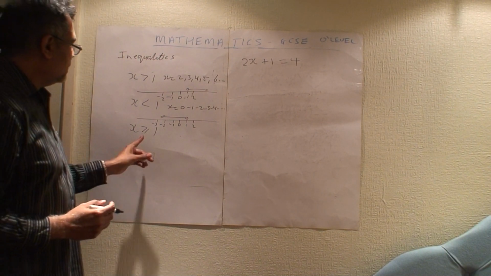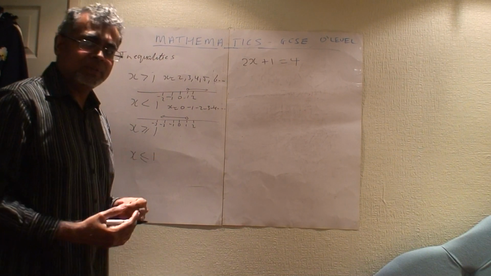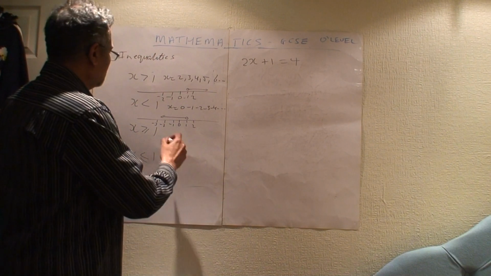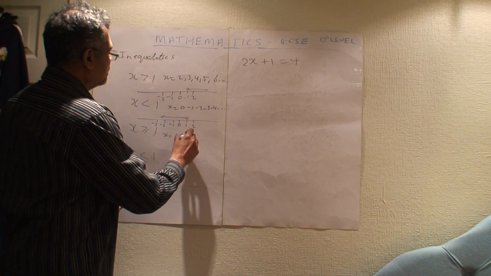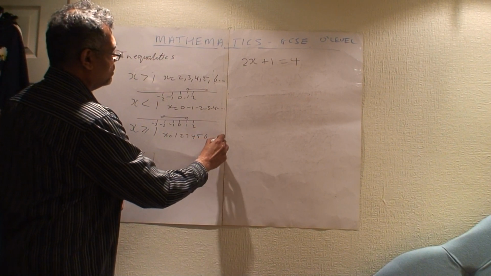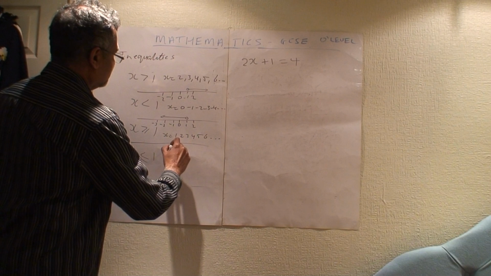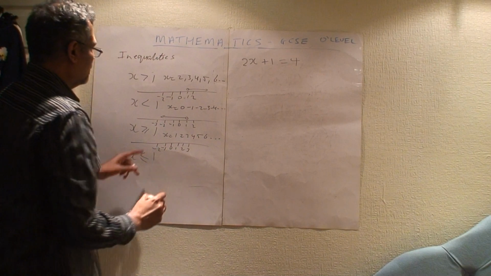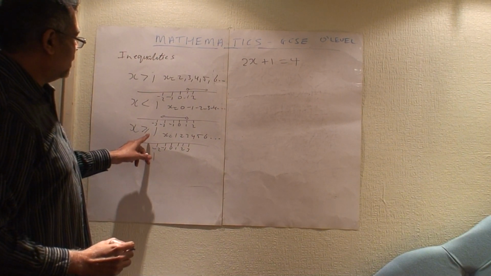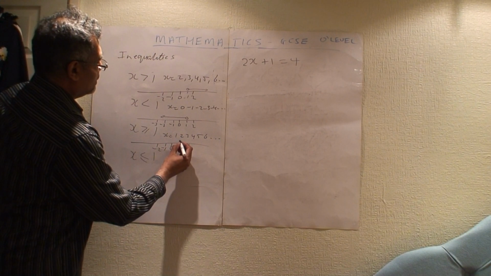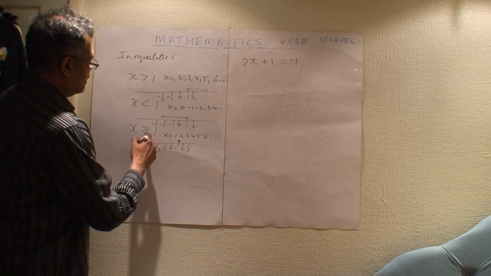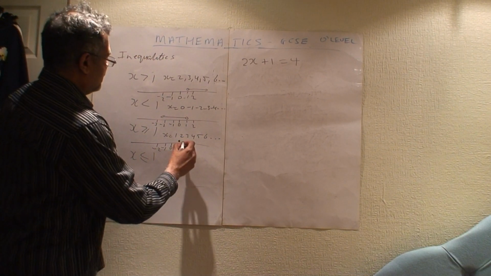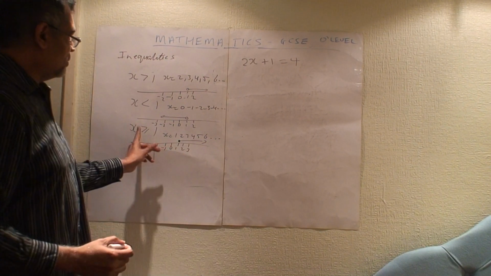This one, x is greater than or equal to 1. That means it could be 1 and also any value greater than 1. So x can be 1, 2, 3, 4, 5, 6, continuing to infinity. On the number line, because it is greater than or equal to, we put a filled circle here to show that it is equal, and then we put the arrow in this direction because it is greater than or equal to 1.